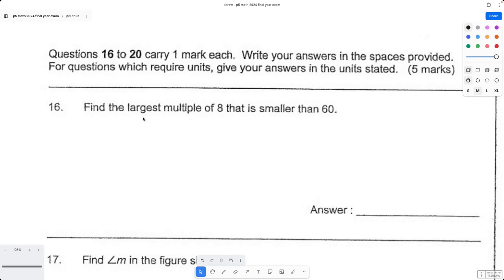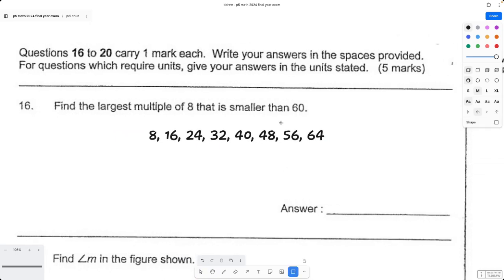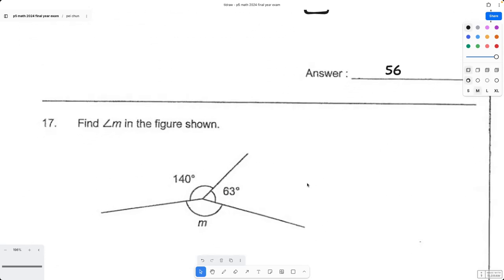Find the largest multiple of 8 that is smaller than 60. So what we can do is just list down 8, 16, 24, 32, 40, 48, then 56, and then 64. In this case, it must be smaller than 60, so the answer to this is 56. All right, let's move on to the next question.